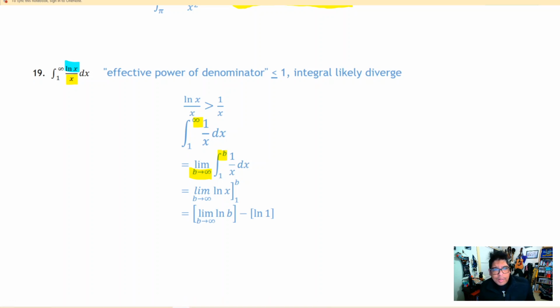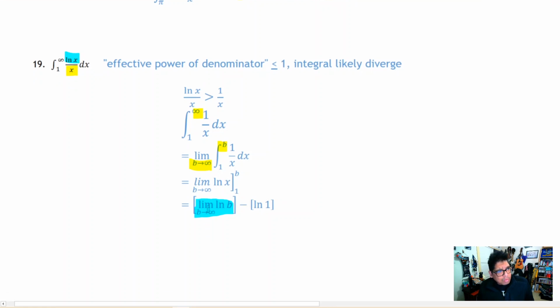Okay, now that we've substituted, we can take a look and say, well, hey, what happens with the natural log function as b approaches infinity? Well, the natural log function grows without bound. So this part that I've just highlighted is going to go to infinity. So infinity minus the natural log of 1, it didn't really matter what the natural log of 1 was. Infinity is going to quickly overwhelm that, and we get something that does not converge, or something that diverges.